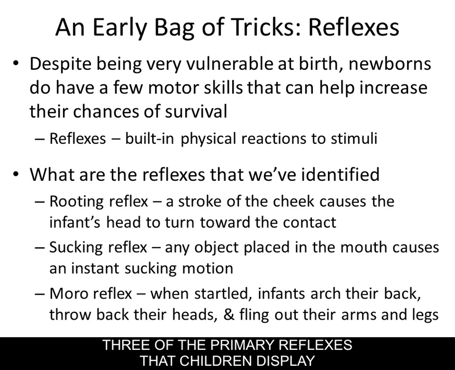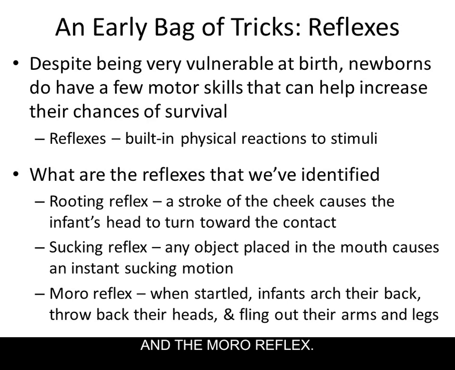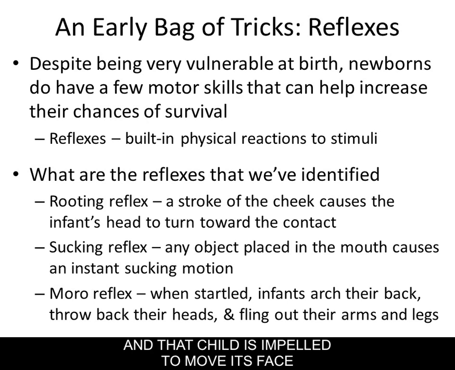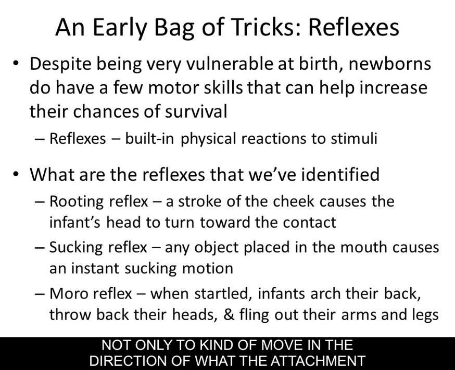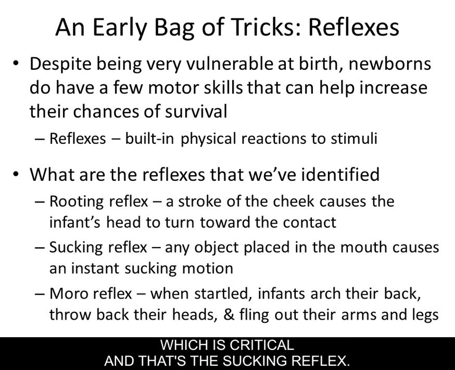Three of the primary reflexes that children display are the rooting reflex, the sucking reflex, and the Moro reflex. The rooting reflex occurs when you stroke a child's cheek, and that child is impelled to move its face toward whatever side of the cheek was being stroked. And there's a belief that this allows the child not only to move in the direction of where the contact was from, but also to produce the next reflex, which is critical, and that's the sucking reflex.